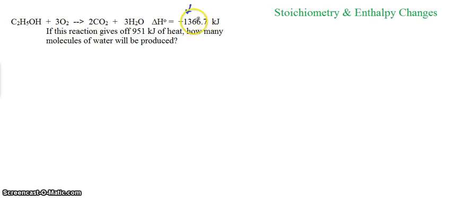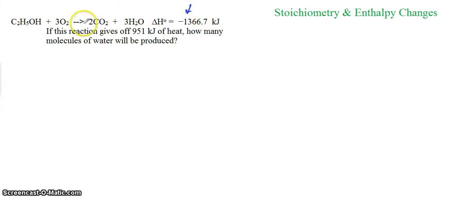Now, a couple of things as far as understanding that. One, the negative means this is an exothermic reaction, because remember, delta H is the enthalpy of your products minus your reactants. So these have less energy than this, which is why I have a negative enthalpy change here.